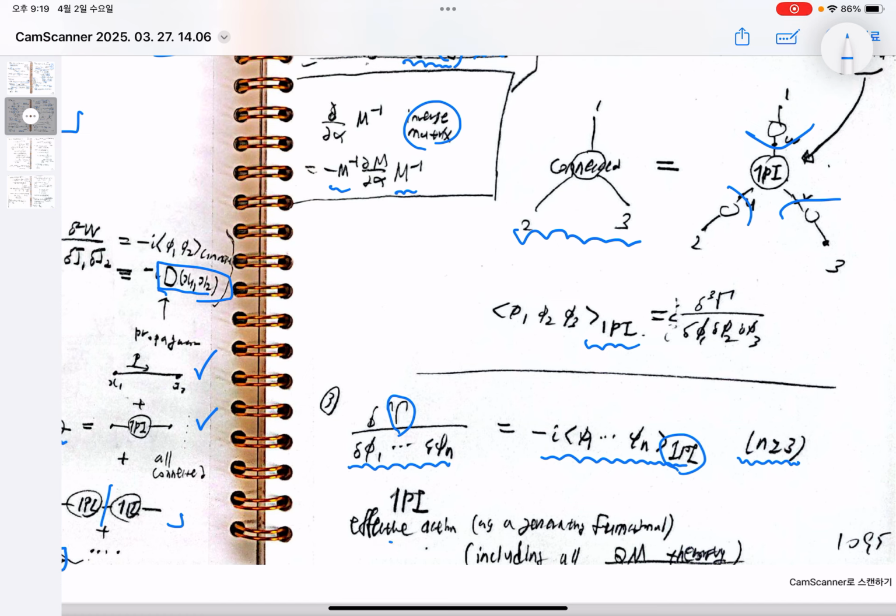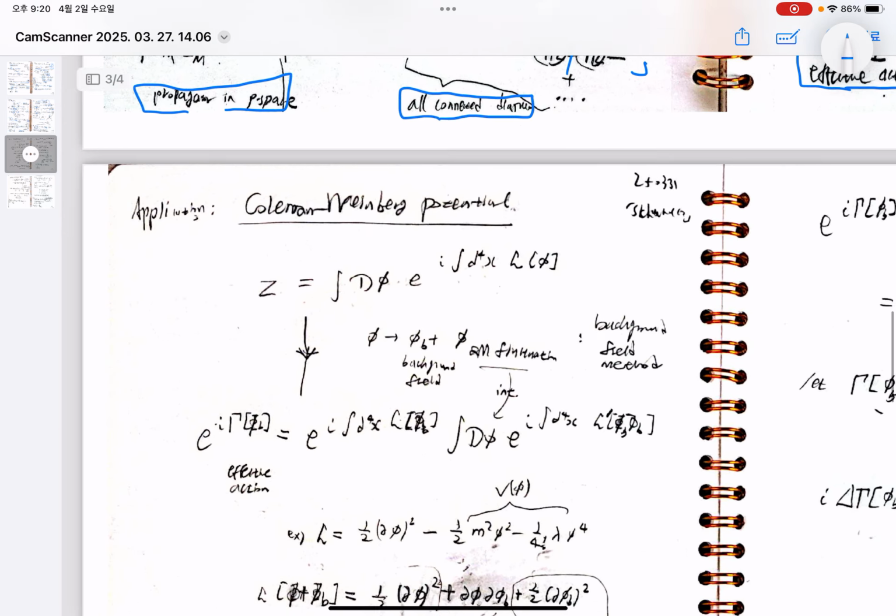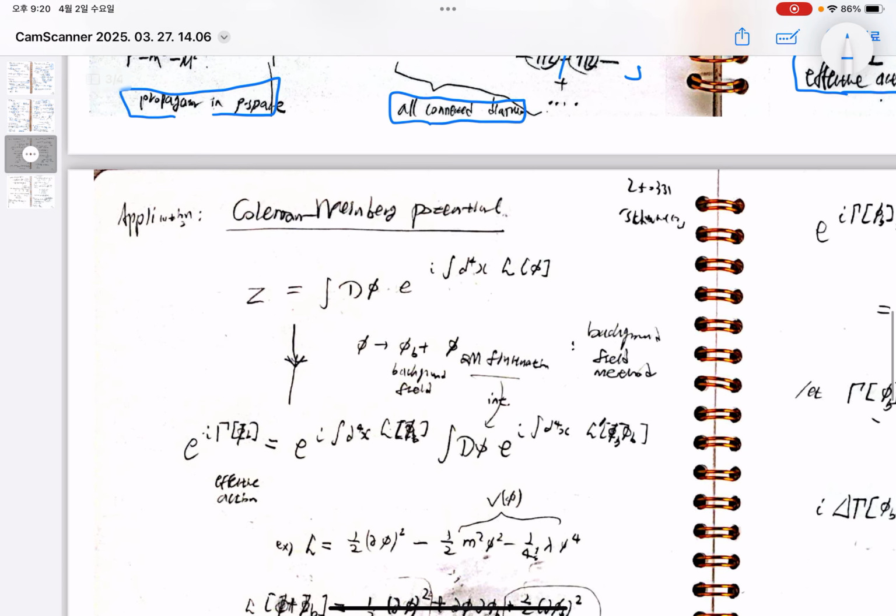So the point is that the 1PI effective action is also a generating functional as a function of the scalar field pi, and this includes all the quantum loop effects which come from the 1PI diagrams. And next time I will talk about the Coleman-Weinberg potential.